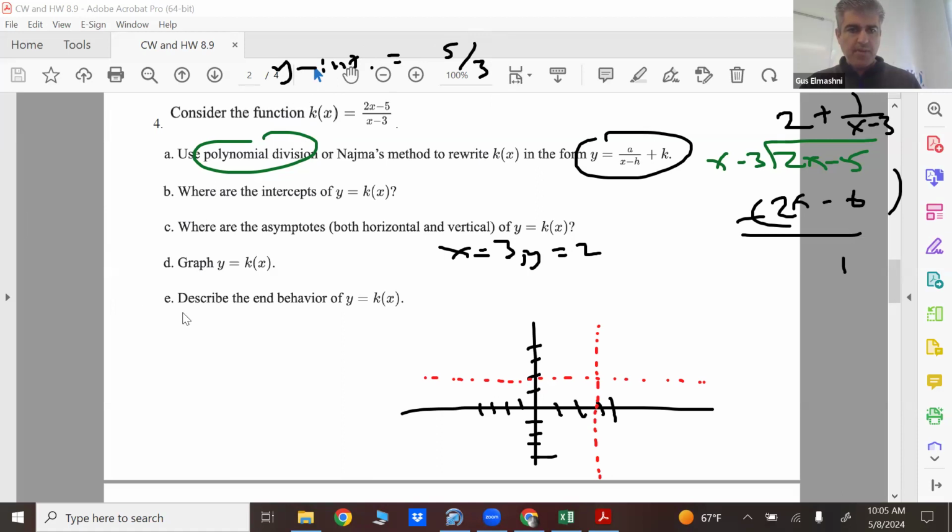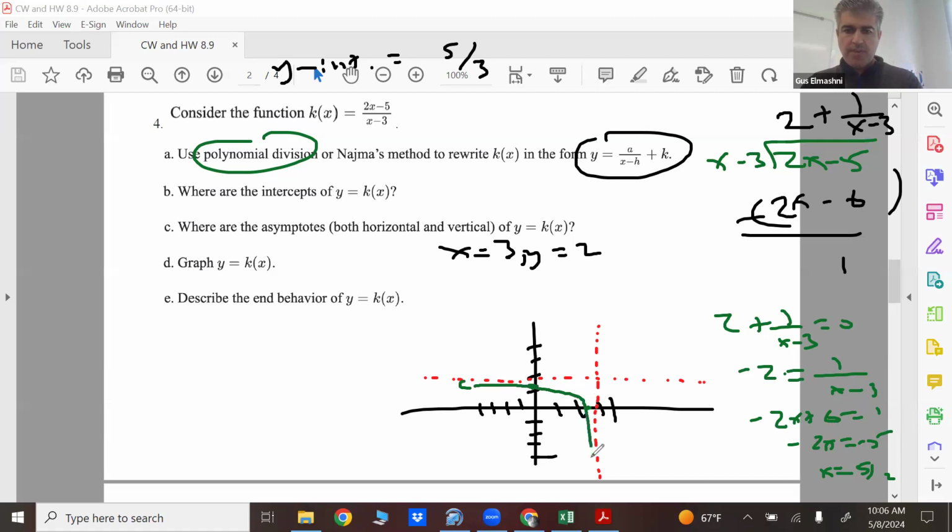I don't like that contrast. Let's go dark green. And the x-intercept, if I solve that, is over here. So the graph looks like this. If I plug in 4, for example, I should get 3. So they basically have to go against the asymptotes. That's how the graph goes. So I have the graph done, asymptotes done, intercepts done, polynomial division done.